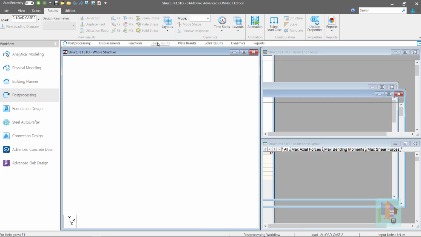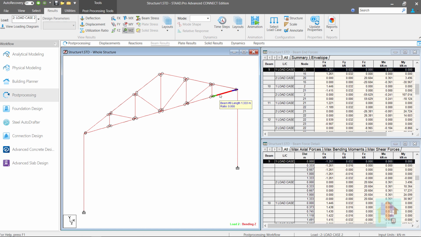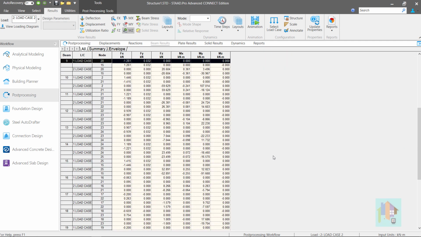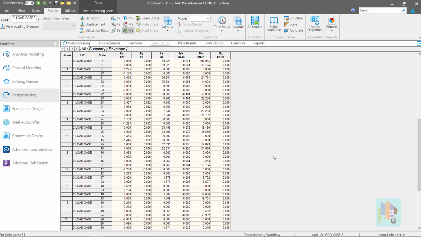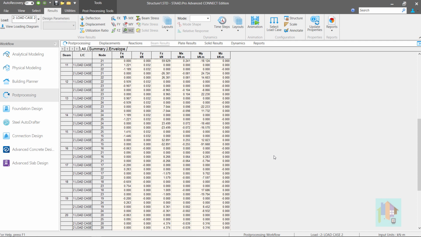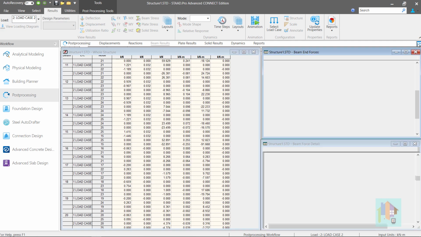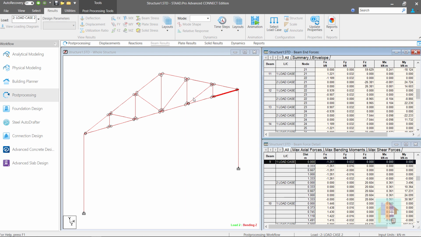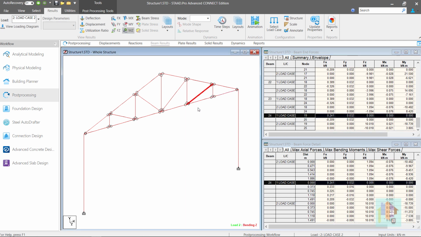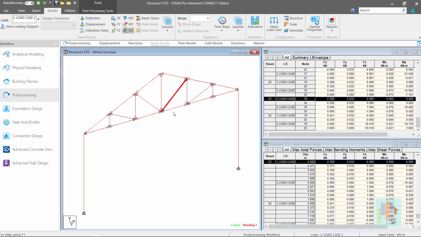Now, check the moment value in the truss member. It is very small and does not have any significant effect on the member design. This small amount is acceptable for an axial member. With this modification from member truss to partial moment release, the problem of local instability due to truss member is now fixed.